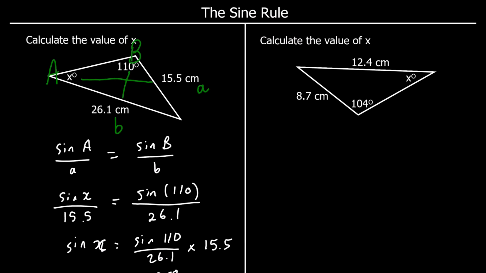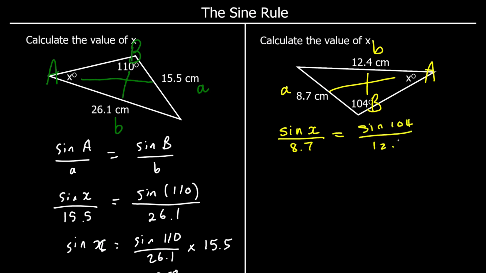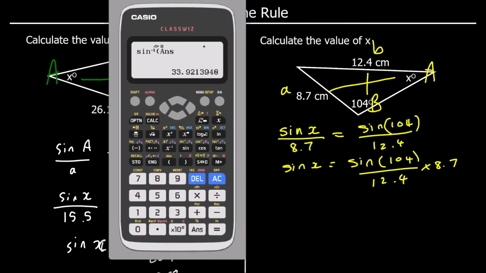One for you to try. Pause the video, give it a go. So we have opposites. We're going to have big A, little a, big B, little b. We're going to put the angles on top because we're finding an angle. So sine x over 8.7 equals sine 104 over 12.4. We want sine x by itself. So times both sides by 8.7. Type it into the calculator. That'll be sine x.